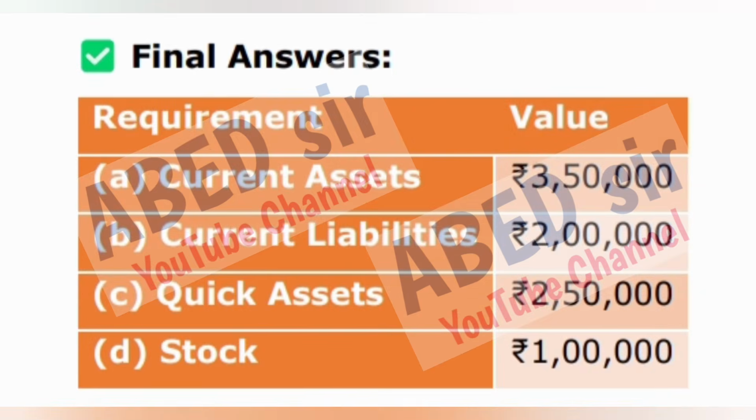Final answers. Requirement, value. A. Current assets 3,50,000 rupees. B. Current liabilities 2 lakhs rupees. C. Quick assets 2 lakhs 50,000 rupees. D. Stock 1 lakh rupees.